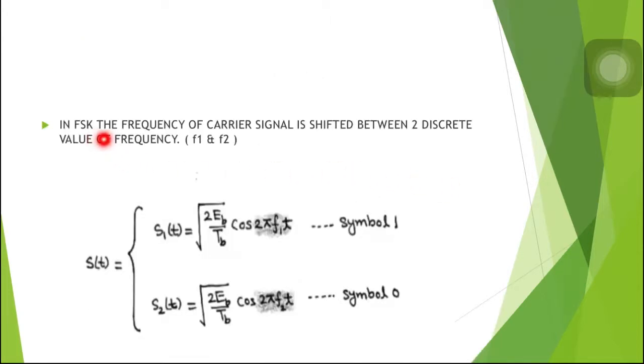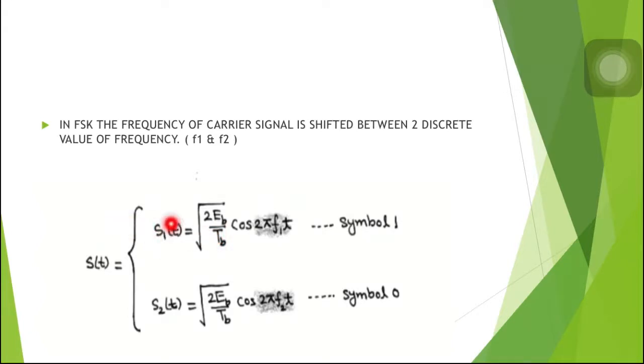In FSK, the frequency of a carrier signal is shifted between two discrete values of frequency, f1 and f2. What does that mean? The carrier frequency is shifted between two discrete frequencies, f1 and f2. Here they are. They just shifted. Accordingly, it can be said that S1 and S2 are signals.